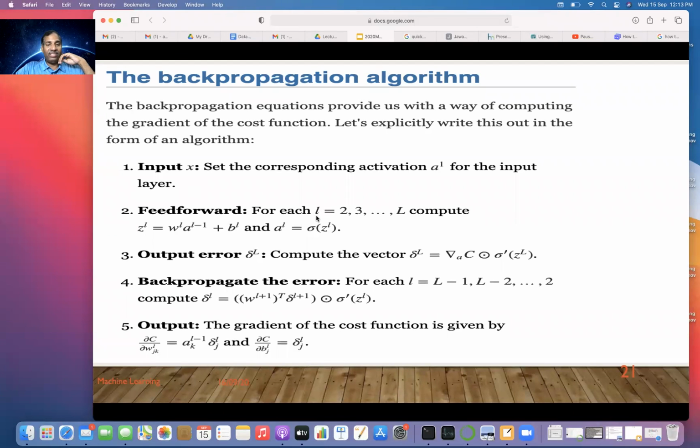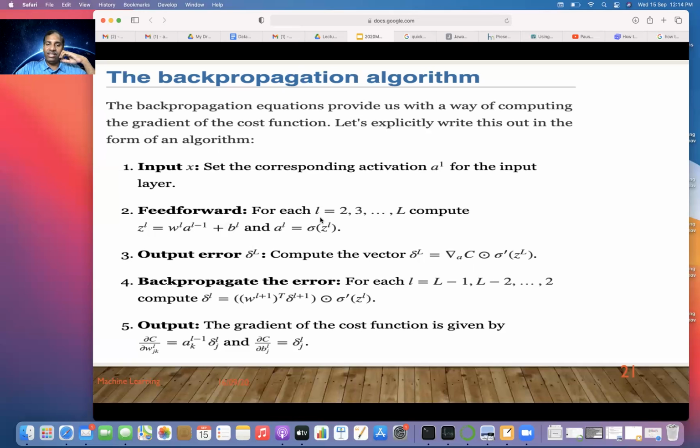Feed forward for each layer 2, 3, because for the first layer we don't compute anything. For the second layer onwards, we start computing from the previous layer. 2, 3, up to L, compute ZL equal to WL AL minus 1, the weights of the previous layer times AL minus 1, plus BL, and AL equal to sigma of ZL. So once you get the values, convert that to the sigmoid before sending the signal to the next layer. So that's why AL equals sigma of ZL. This sigma is your sigmoid function.